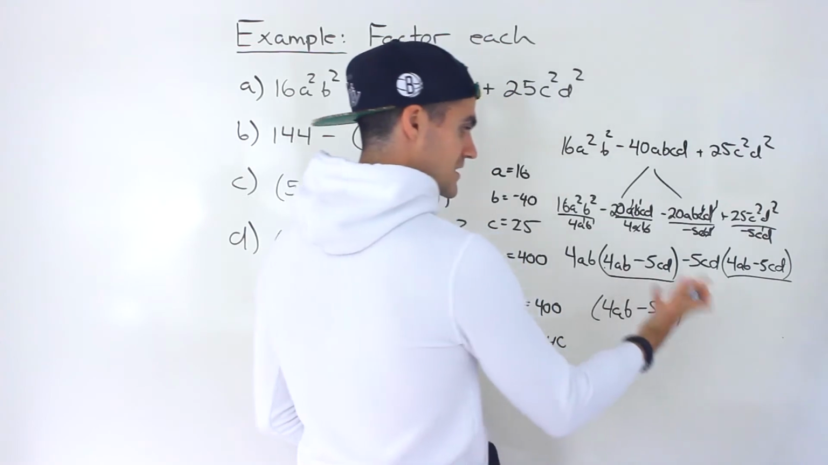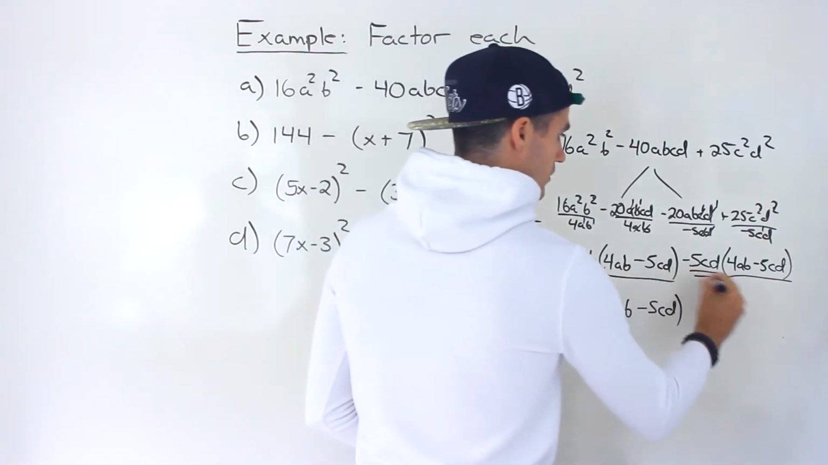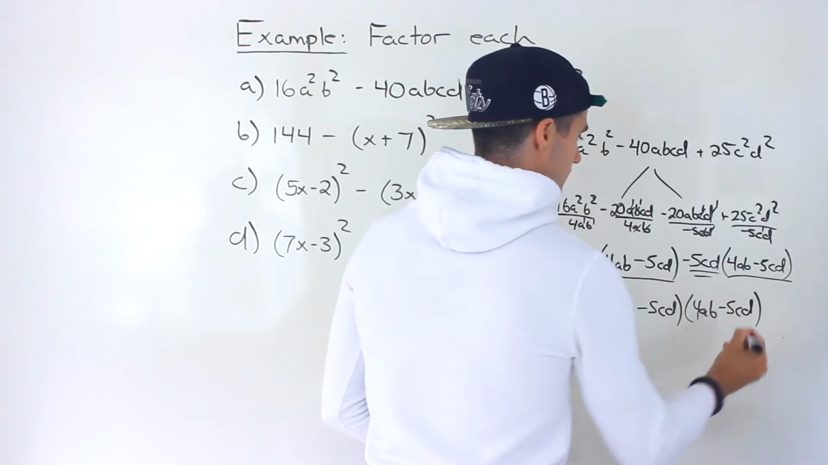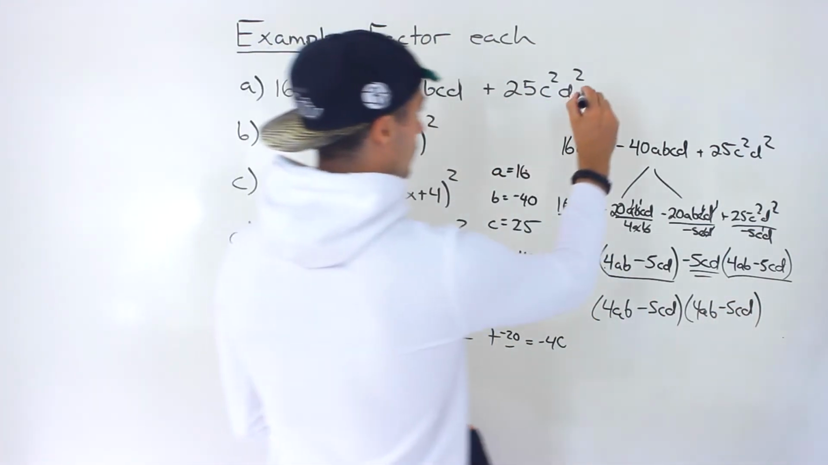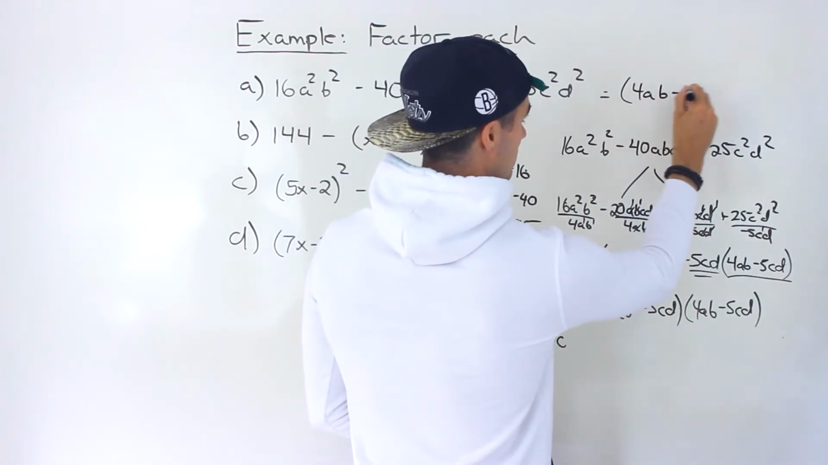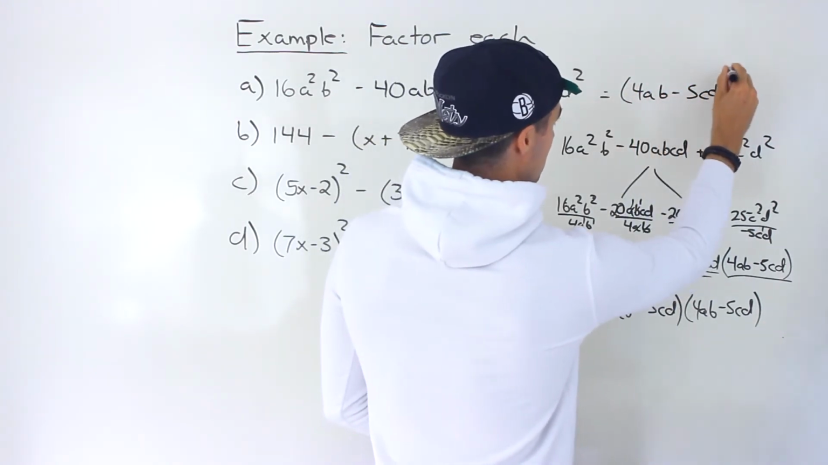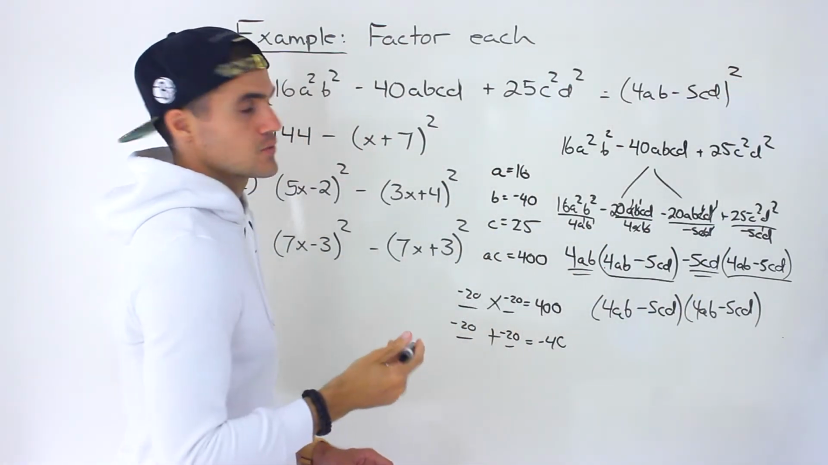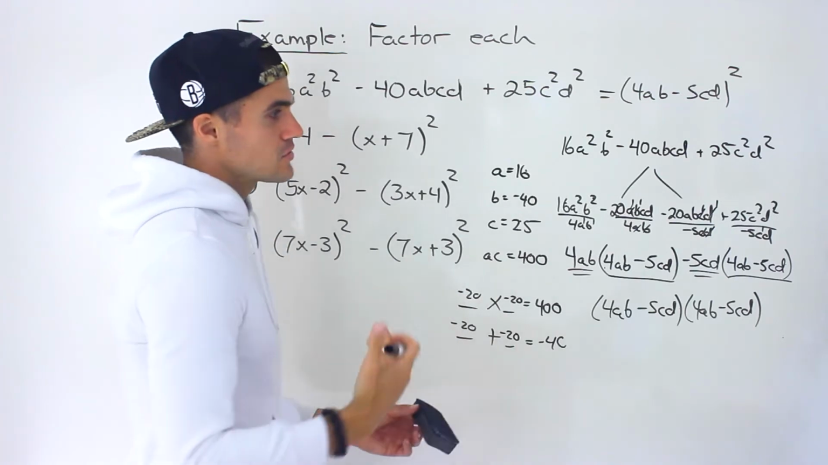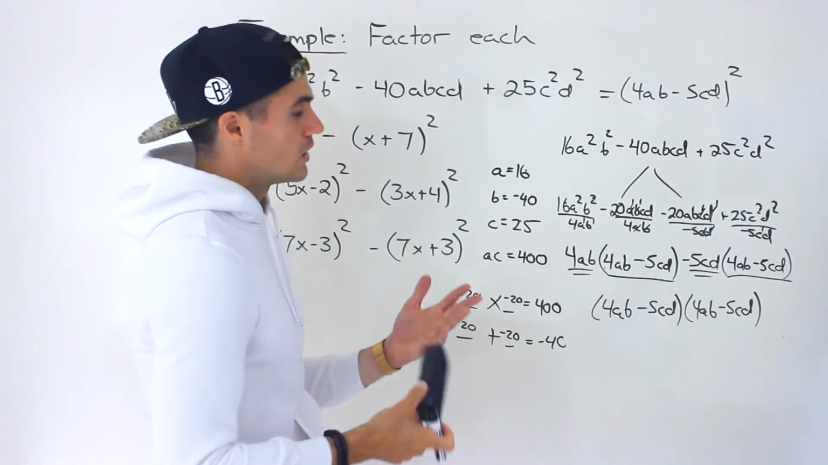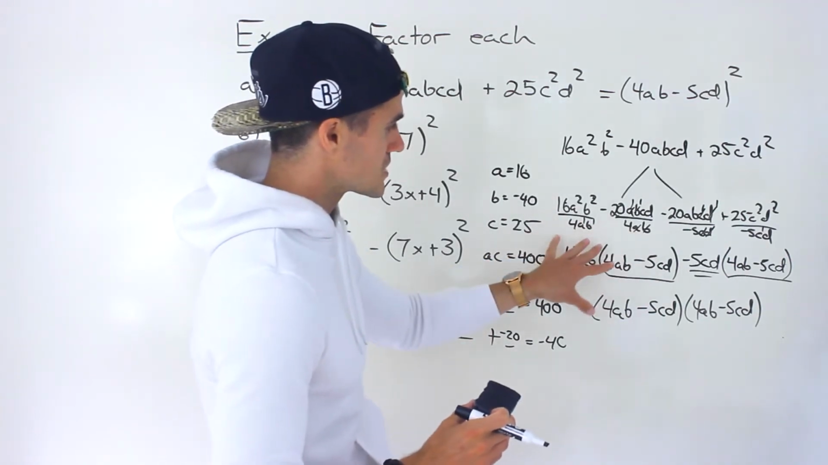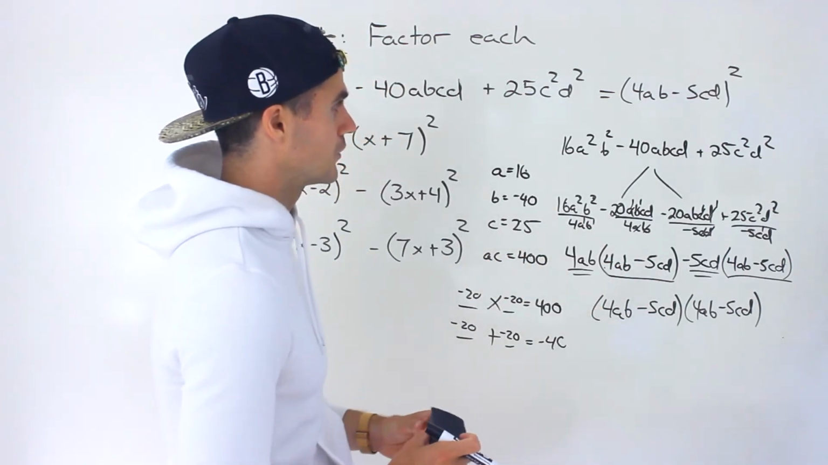And then notice, as expected, that bracket is the same in both. We could take out that bracket, and what are we left with? 4ab minus 5cd. And so the final answer for part A ends up being that factor squared, like that. So we do indeed end up with a perfect square trinomial, right? So same process as before, it's just there's a lot more variables to deal with. So you got to be really careful with your steps, especially when you're doing the factoring by grouping.